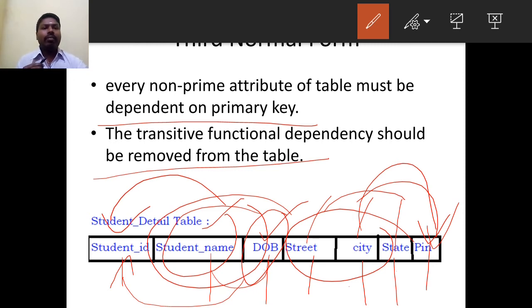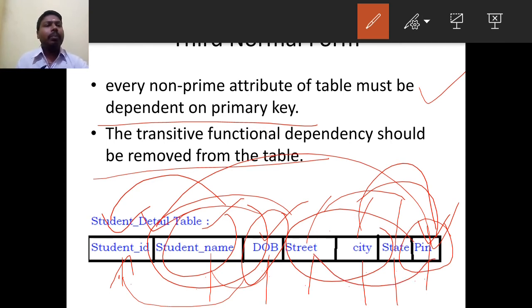See, student name, first you have to understand the first point: every non-prime attribute of a table must depend on the primary key. Student name, date of birth depend on student ID; street, city, state depend on pin. Now we are going to see transitive functional dependency. Student name, date of birth depend on student ID, along with the pin also depending on student ID. Here state, city, street depend on pin. Understand? So this is called transitive dependency.